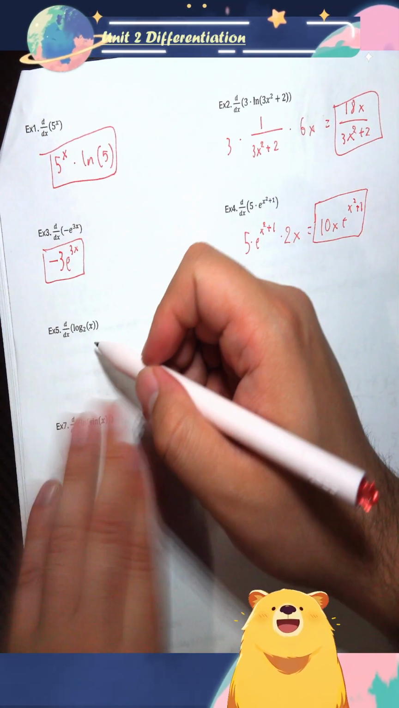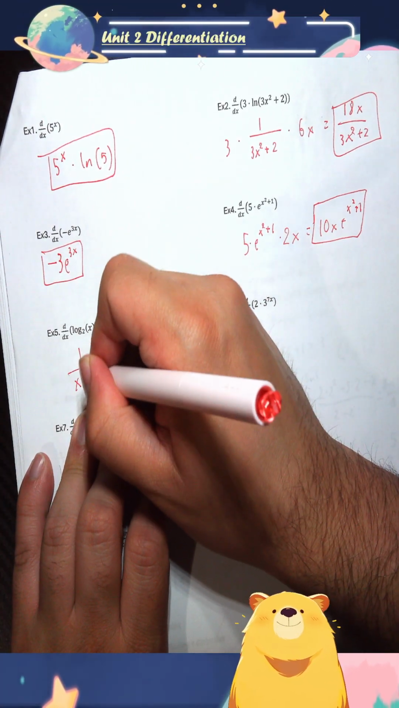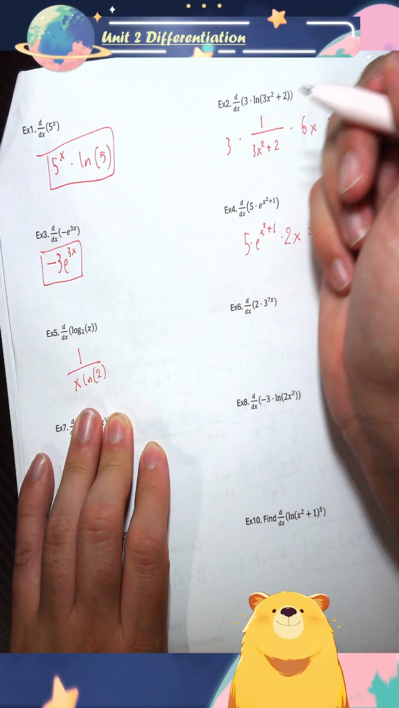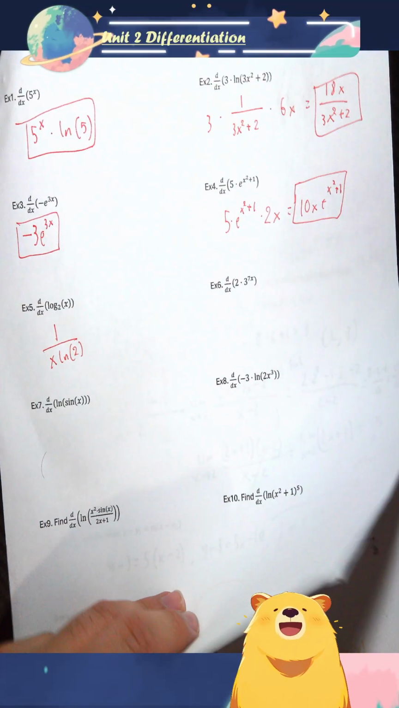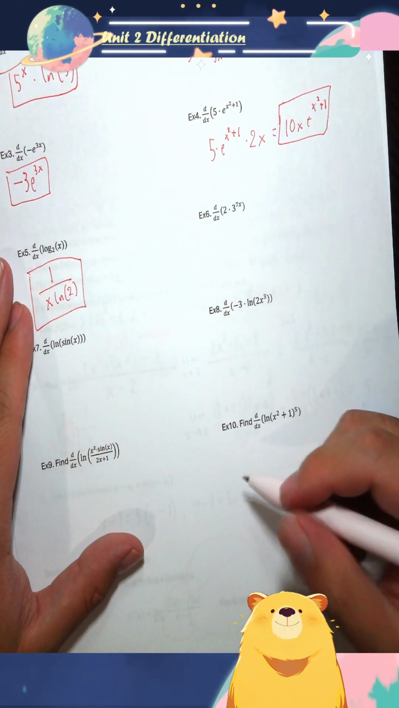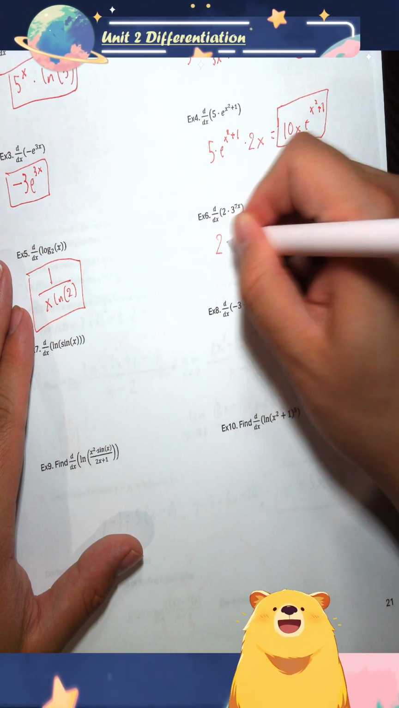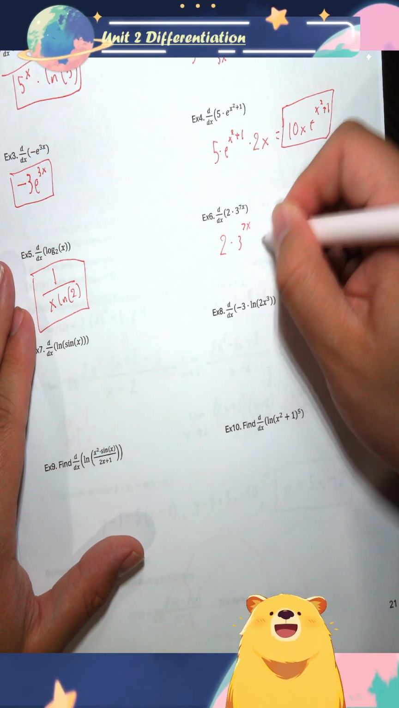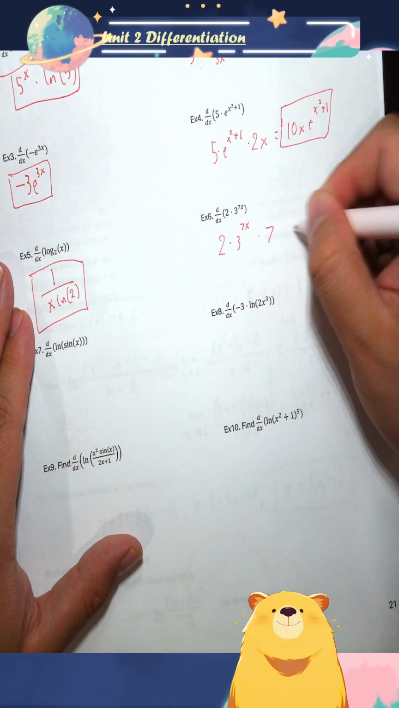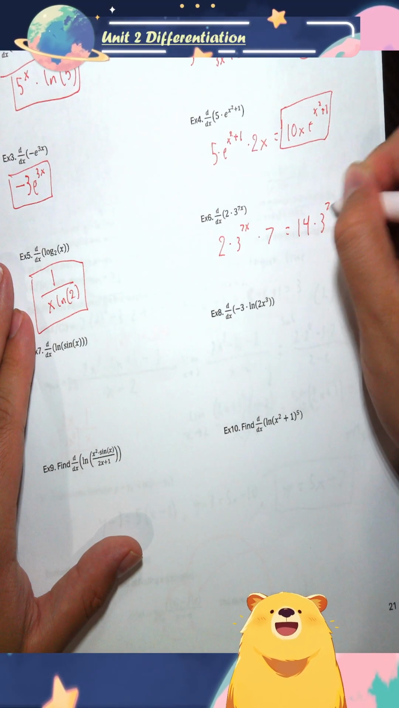Here we have log base 2 of x. So that means we get 1 over x ln of 2. And that's just kind of a copy and paste of the formula. There wasn't too much complicated there. Forgot to box it though. Okay. Over here, we get 2 times 3 to the power of 7x, and the derivative of that power is 7. So it becomes 14 times 3 to the 7x.